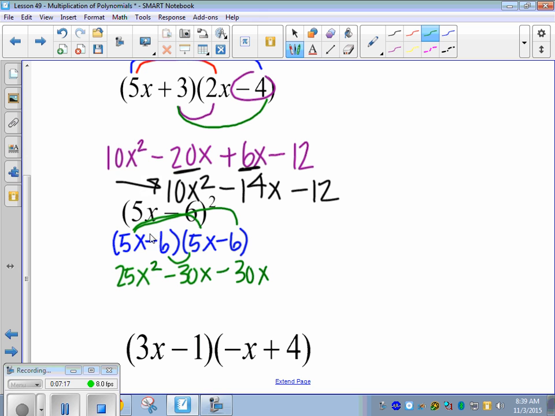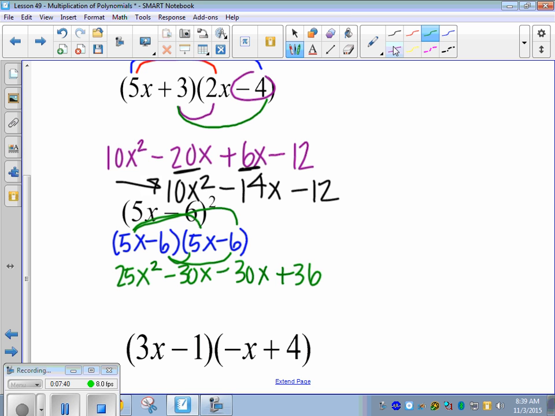And finally, the L in FOIL stands for last. So I'm going to have negative 6 times negative 6 gives me plus 36. This is one where you guys have to be super careful with your negatives. Remember that they are attached to the 6. Both of these negatives attached to the 6, so negative 6 times negative 6 gives me plus 36.